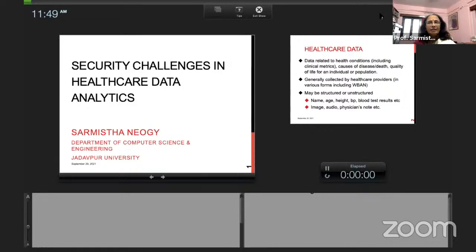So the topic here, in accordance with the theme of the program, is security challenges in healthcare data analytics. That means we have so many things to see here. Firstly, the healthcare data, then the analytics, and then security challenges.